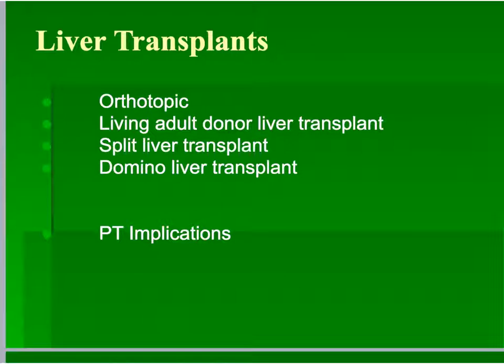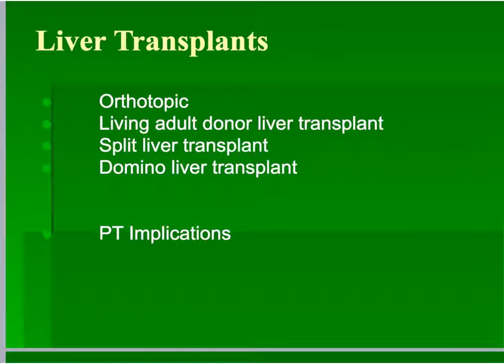So you cut out a small piece of liver from the matched living adult donor, and you place that small piece into the recipient, and because the liver can regenerate, the livers continue to grow in both the donor and the recipient.